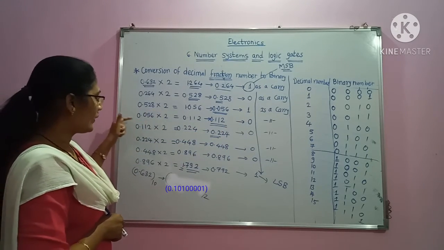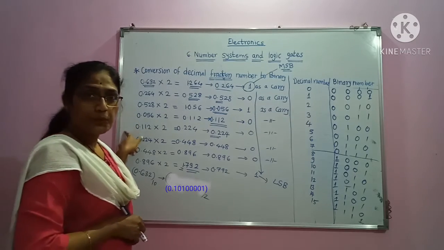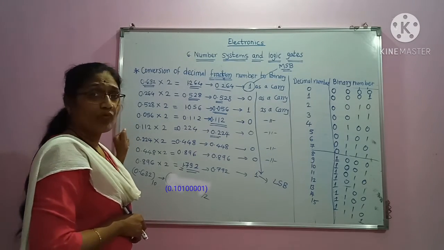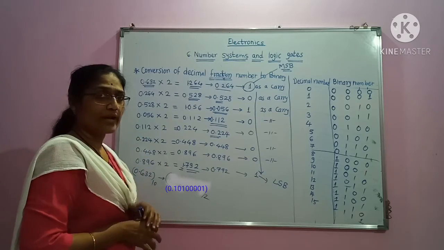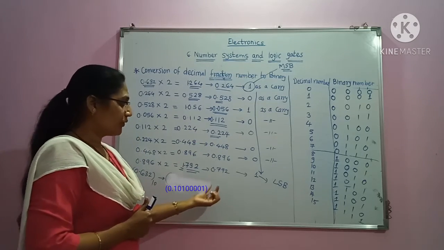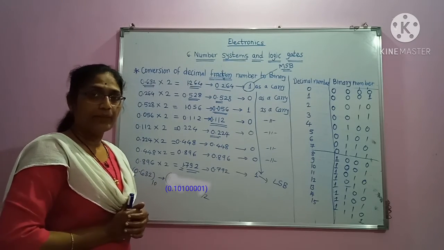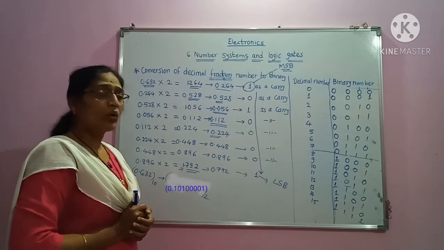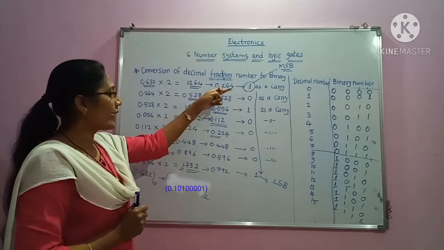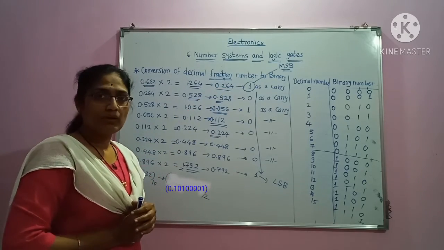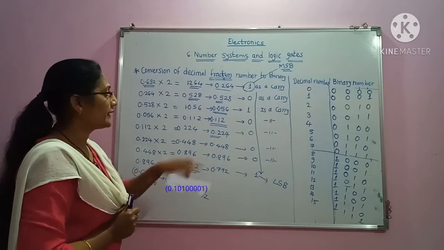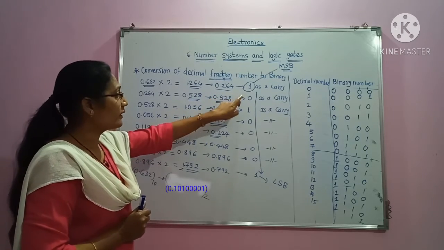Like that I have continued this process 8 times, because we know that in binary we have a bit, then a nibble and a byte. A byte comprises 8 bits. So I have continued this operation 8 times.